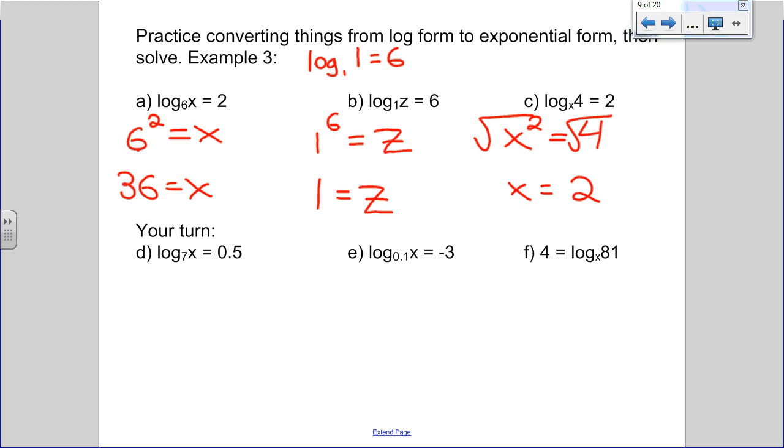All right, your turn. Try those next 3 down there. See if you can convert them around. See if you can solve them. At the very least, see if you can convert these into exponents. So try your absolute best.